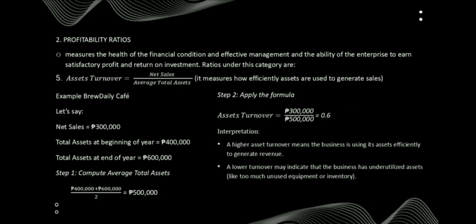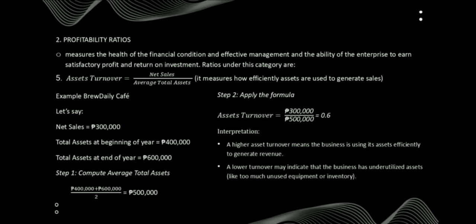Assets turnover. Para lang siyang return on total assets kasi pareho naman silang related sa kung paano ginagamit ng business ang assets nito. Ang kaibahan nila is ang return on total assets is nakafocus sa paggamit ng assets to generate profit, not just sales. Assets turnover, on the other hand, is used to assess how efficient a business uses its assets to generate sales revenue.